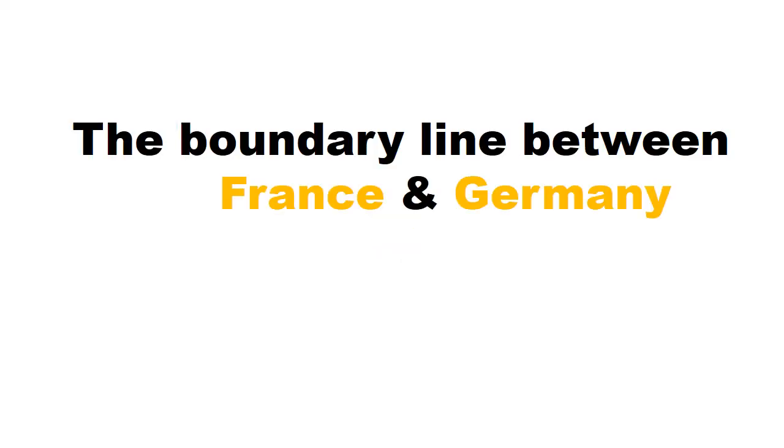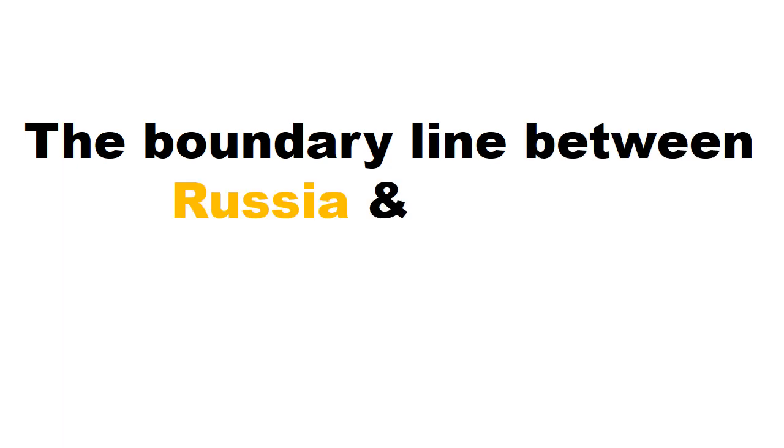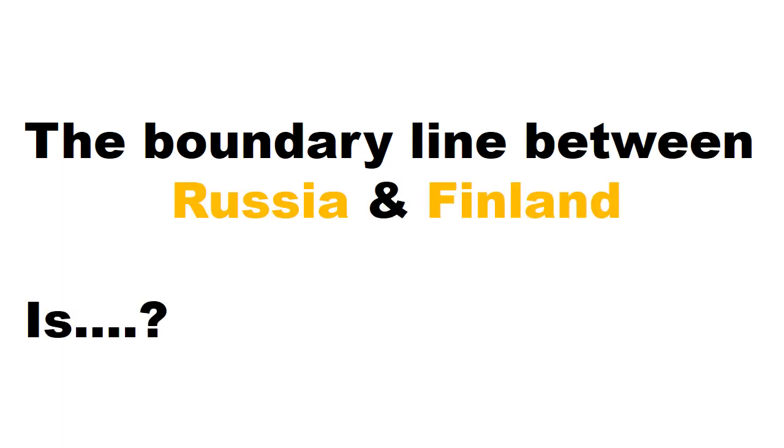The boundary line between France and Germany is Maginot Line. The boundary line between Russia and Finland is Mannerheim Line.